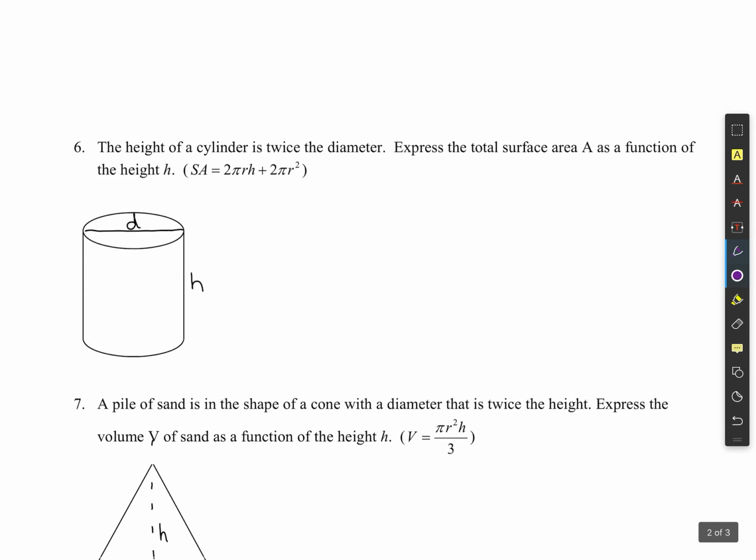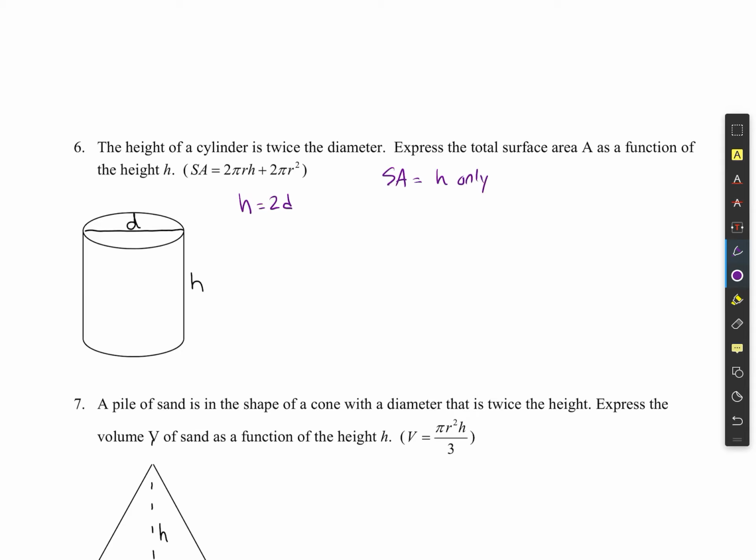Alright, let's look at 6. The height of a cylinder is twice the diameter. Okay, so that's key. Height of the cylinder is twice the diameter. Express the total surface area as a function of height. So we're going to have surface area and we're going to have h only.